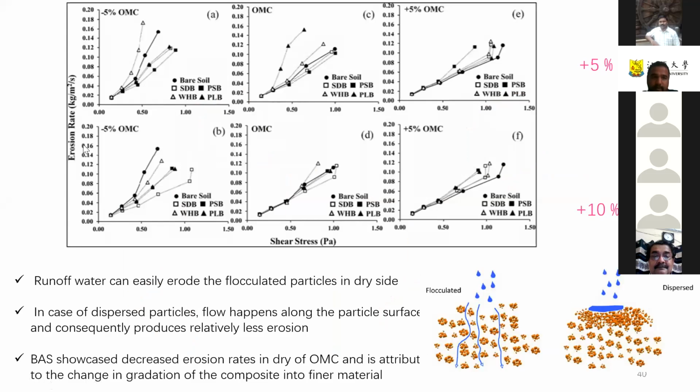This one is minus 5% OMC, meaning the dry side of optimum moisture content. This is the wet side of optimum moisture content. So what we found is that when we have the dry side of the optimum moisture content, the erosion rate, this is for bare soil, you can see, is reduced quite significantly when we have biochar content of around 10%, for all types of biochar. But on the wet side of optimum, you can see this biochar tends to have even the opposite effect.